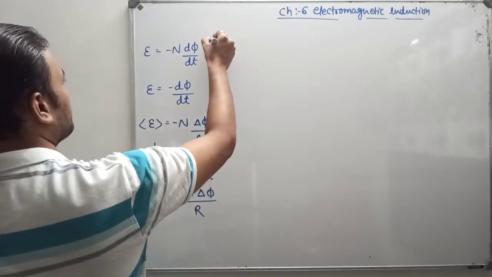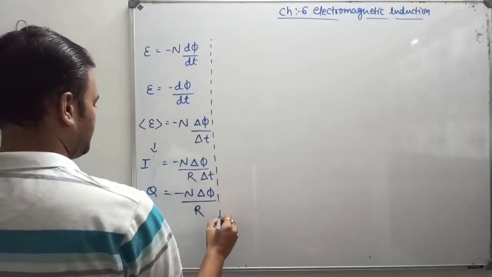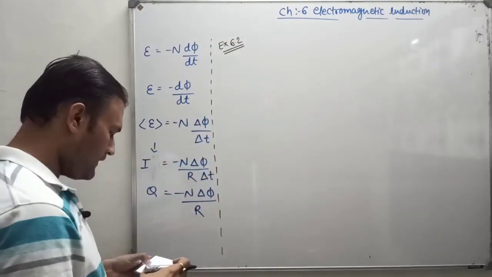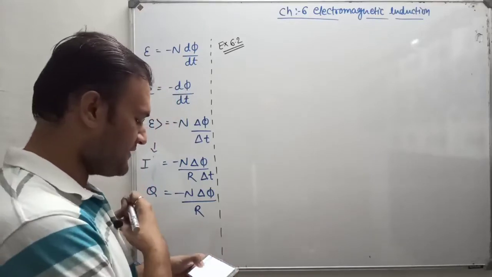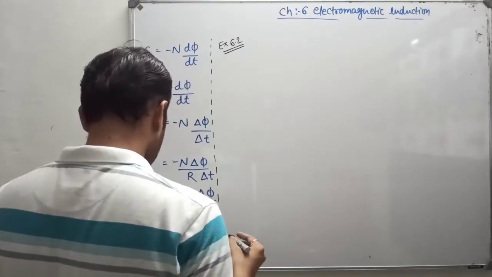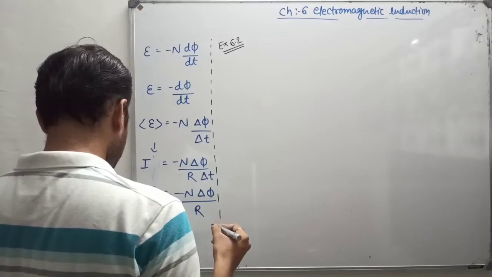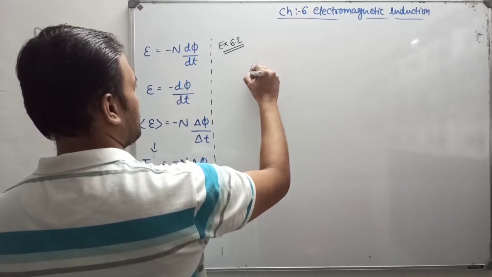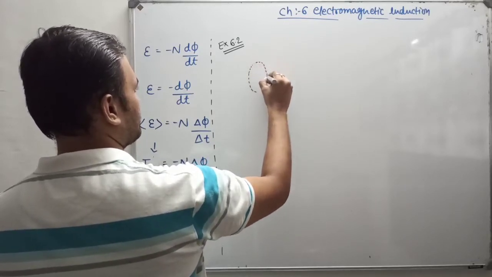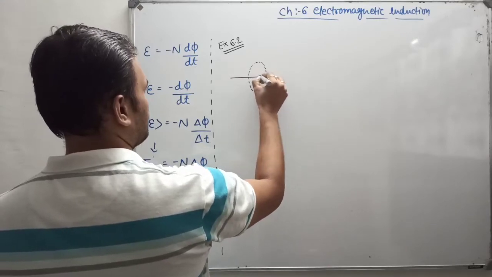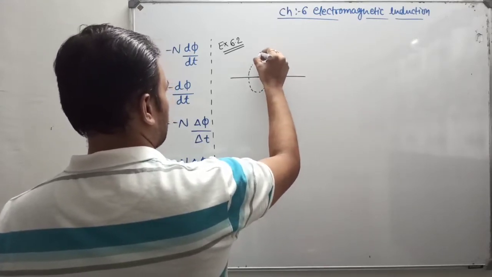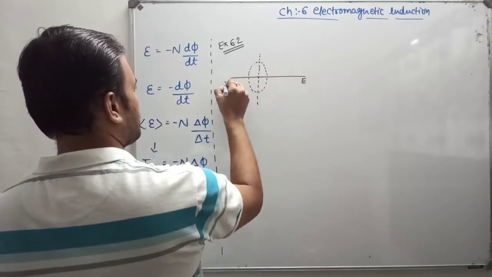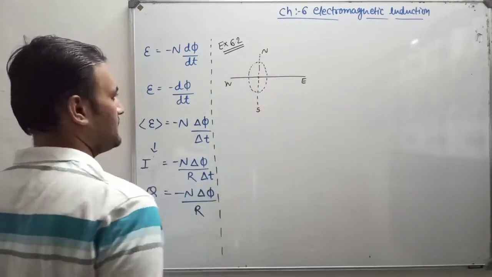Example number 6.2. A square loop of side 10 cm and resistance 0.5 ohm is placed vertically in the east-west plane. That is, it is vertical. That is east and west, north and south.